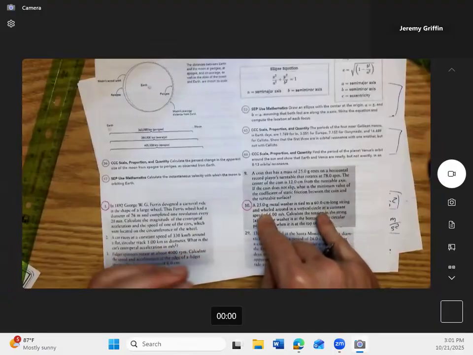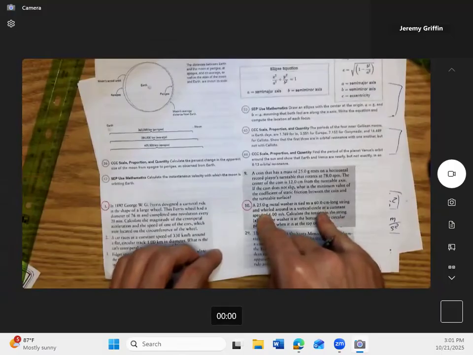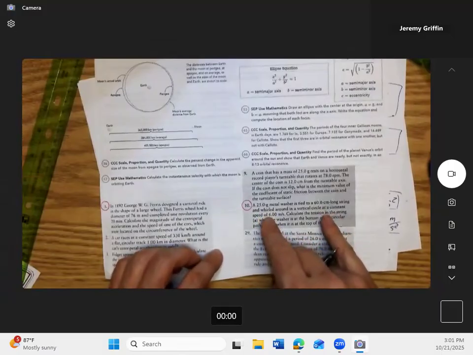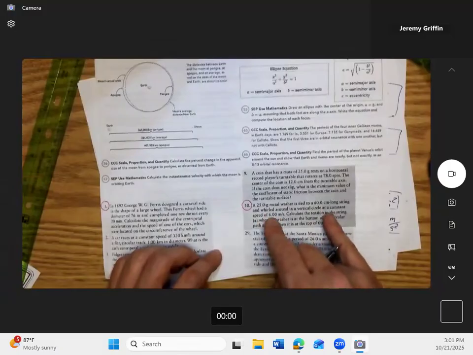Hey, do you guys remember when I took that cup of water and whirled it around in a vertical circle and the water didn't fall out? That sounds a lot like this, but now we got a washer, at a constant speed of 6 meters per second.